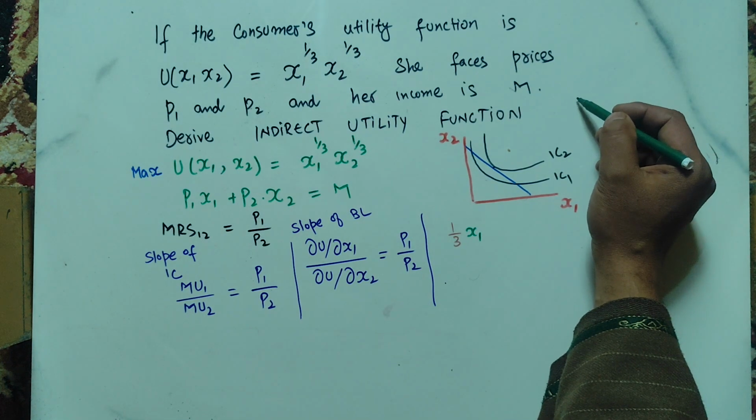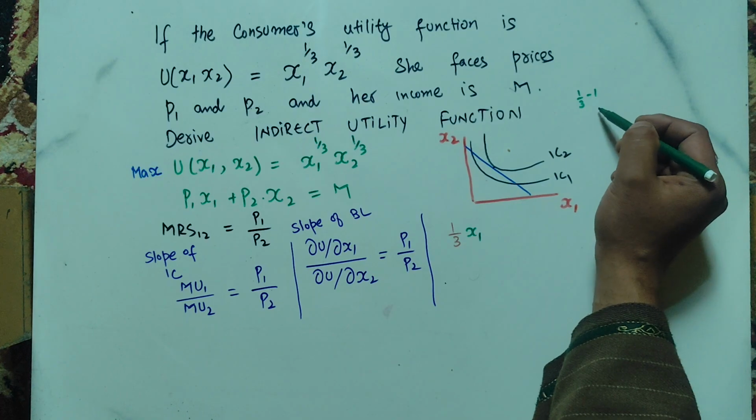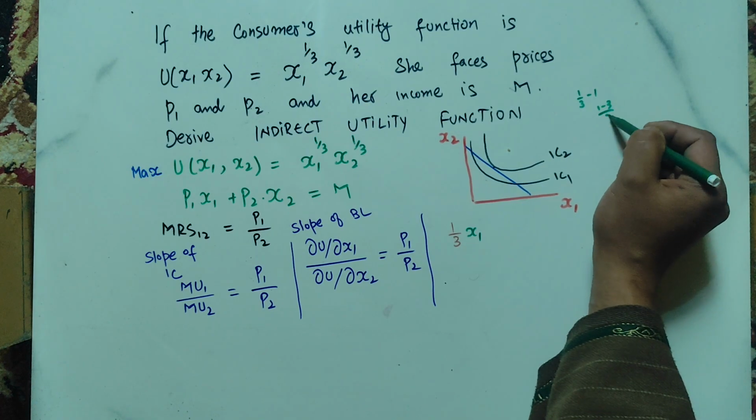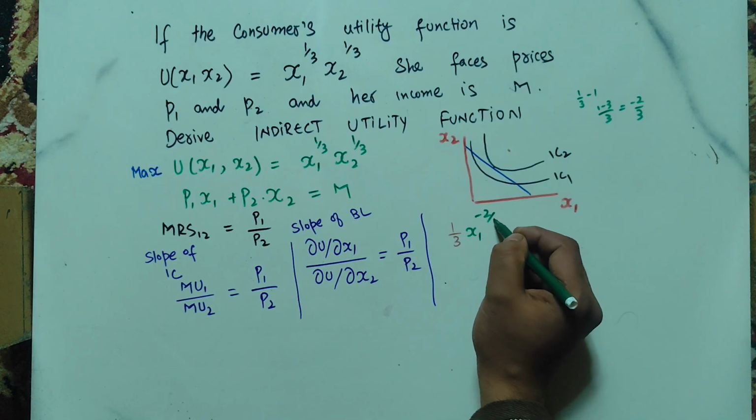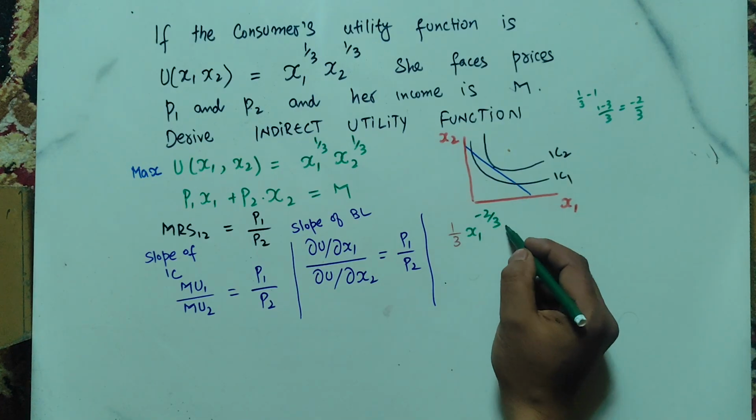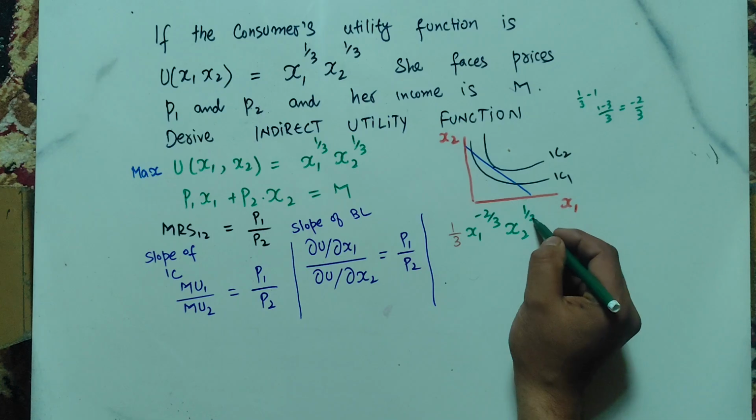So 1 upon 3 minus 1 is 1 minus 3 upon 3, which is equal to minus 2 upon 3. Okay, so we get here minus 2 upon 3. x2 remains same as 1 upon 3.